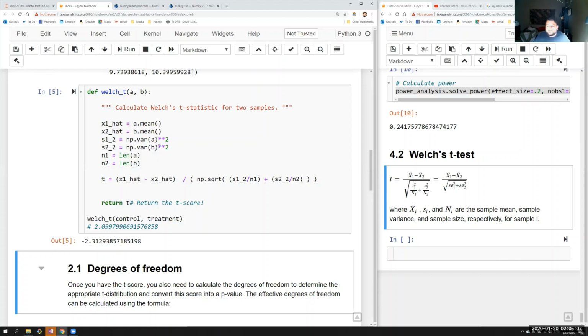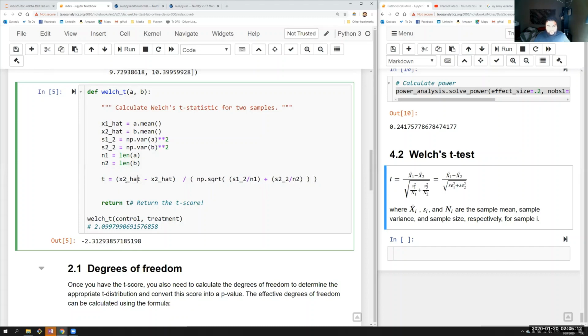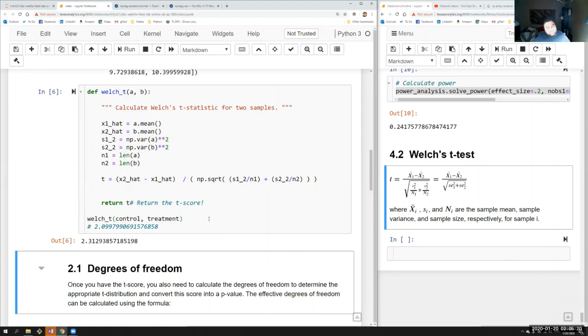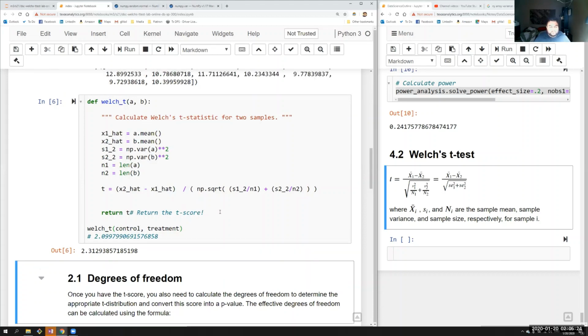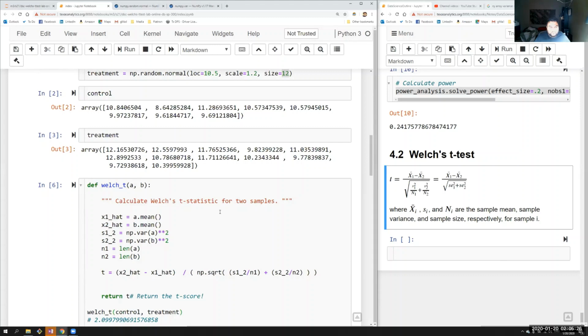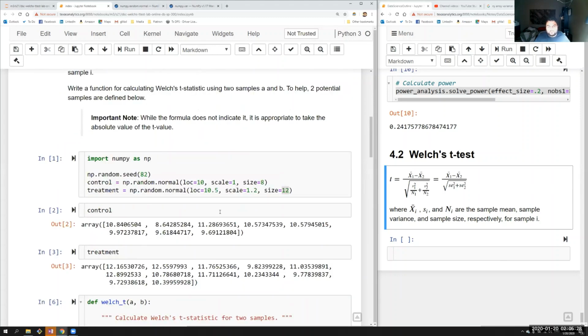Maybe I should switch them around. Maybe I'll do x2 hat first and then x1 hat. See what that does. No. Oh, it's still giving me the same thing. What the hell? Why? Is it the wrong one? What am I doing wrong here? I don't know.